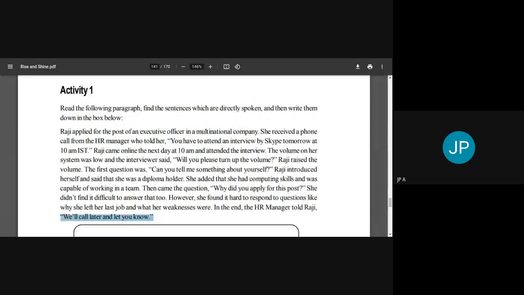What does it indicate that I put certain sentences within inverted commas? Anyone?